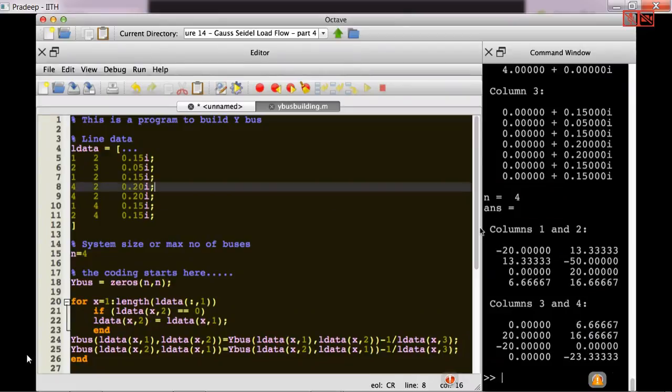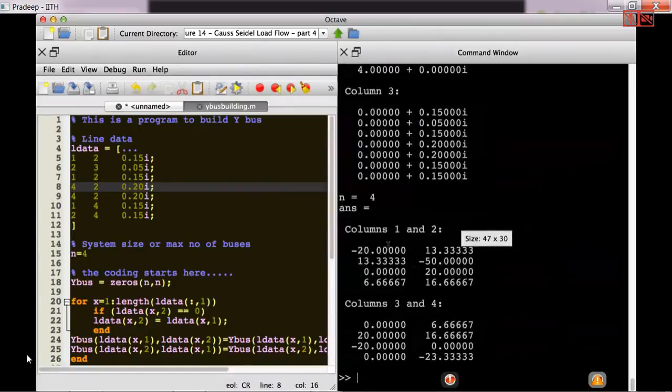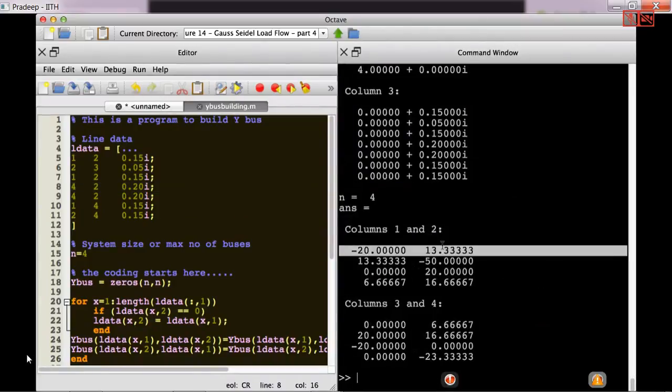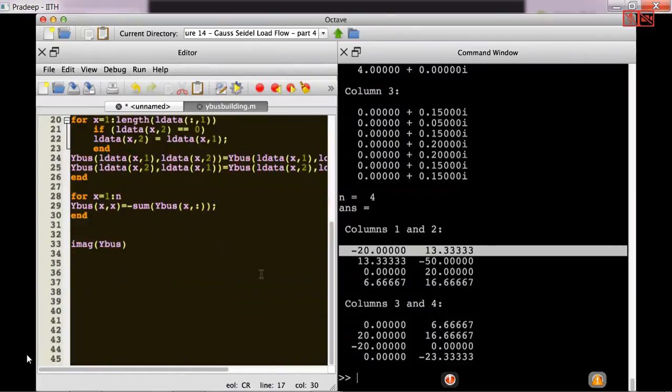Here, this minus 20, 13, these are the first two columns of the Y-bus, and this is the third column and the fourth column of the Y-bus. So here is the Y-bus of the system. This was the code which you had done already, maybe back in lecture 7, 8, 9, how to generate a Y-bus. So this is already done. Now I have all the values of y11, y12 up to y44. These are the y elements of the Y-bus matrix.